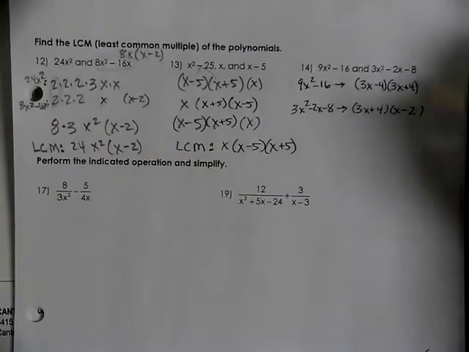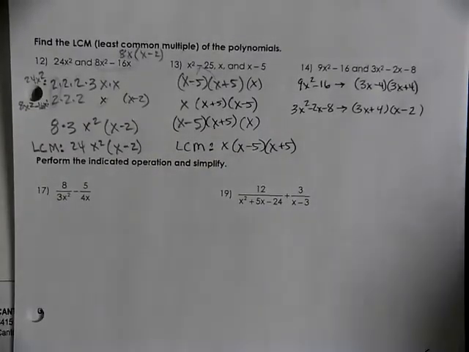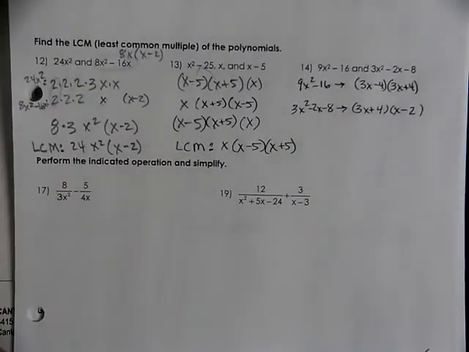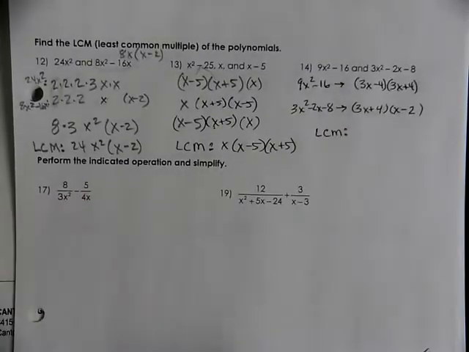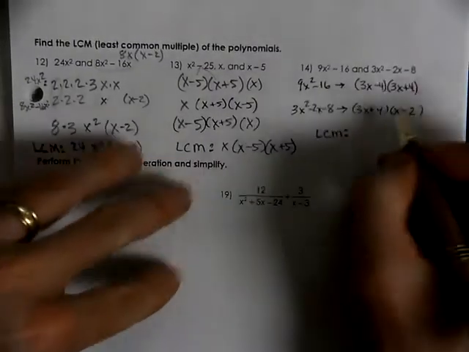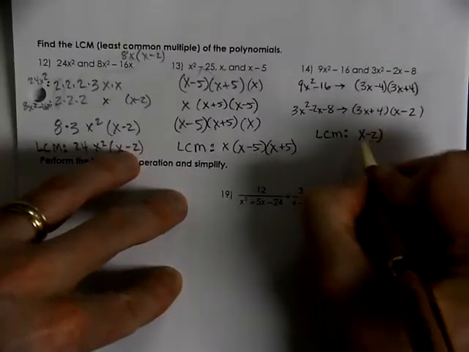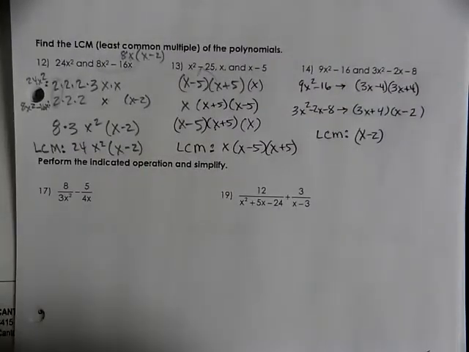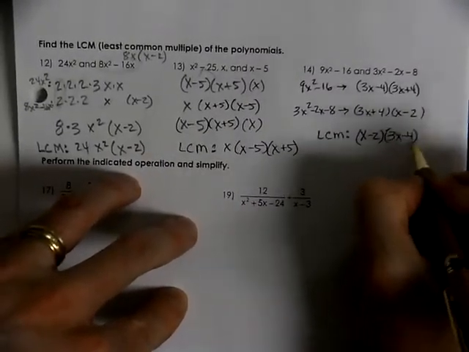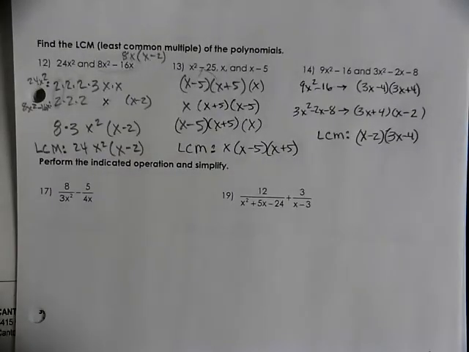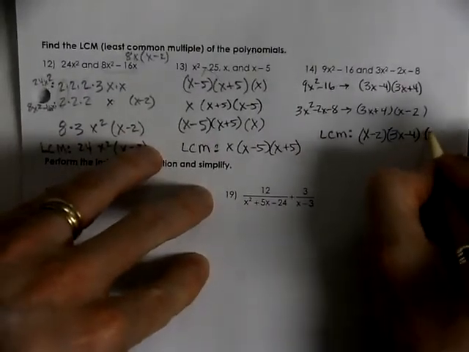Are they both the same, the top and the bottom? No. What do they both need in them? What's my LCM going to be? They both need a what? They both need an x minus 2. What else do they both need? They both need a 3x minus 4. And is there anything else that they are both supposed to have? 3x plus 4.